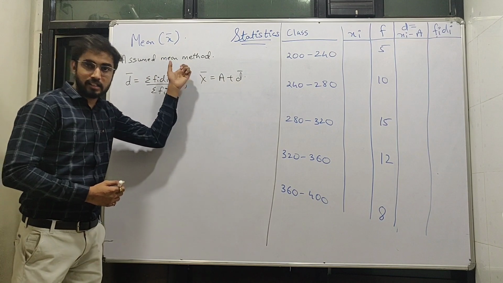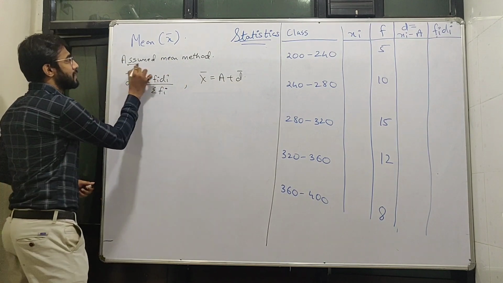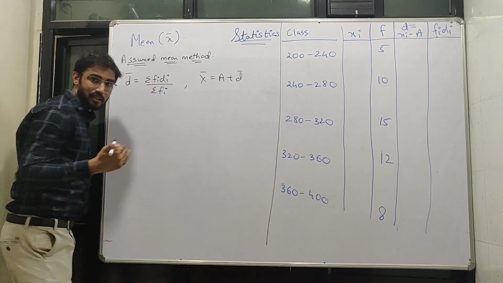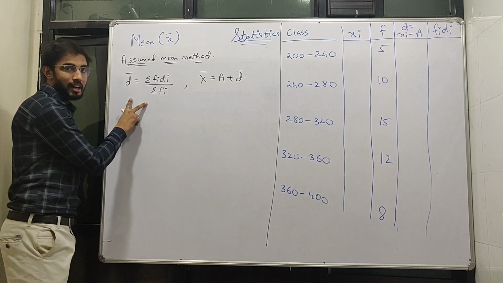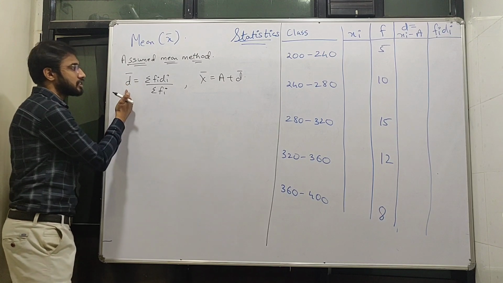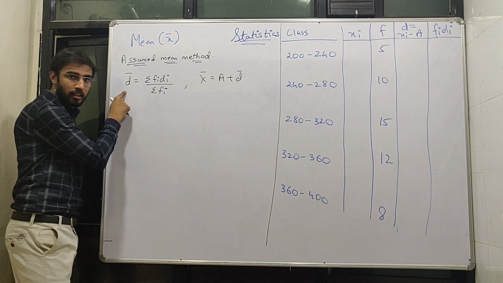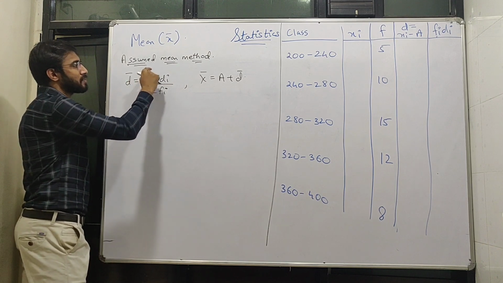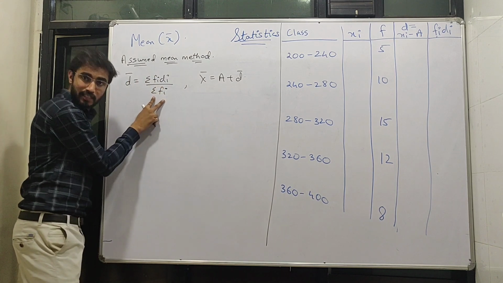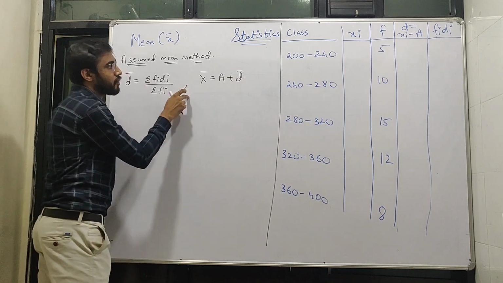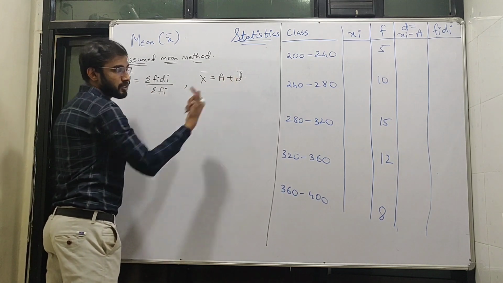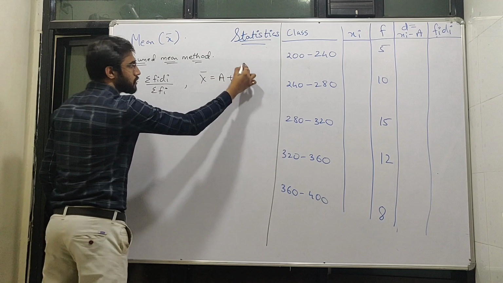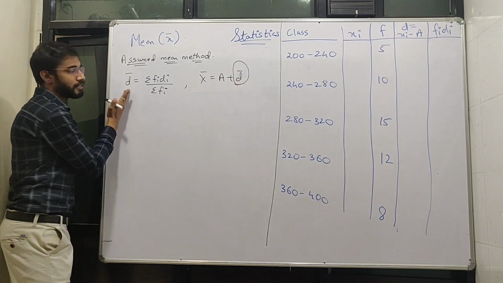The next method is the assumed mean method. In the assumed mean method everything remains the same, although the formula has a bit of a change. First, we have to find d bar. The value for d bar is equal to summation fi di upon summation fi, and the final formula for mean is equal to a plus d bar. It means we have to calculate this new value of d bar.